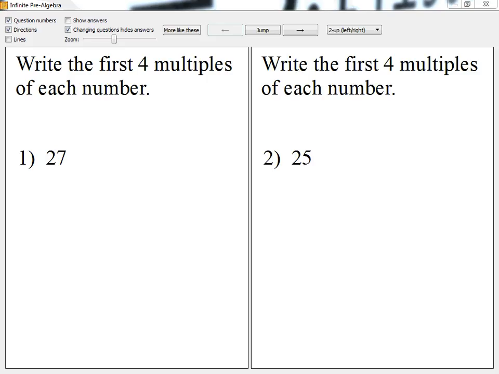So today we're going to move into what we call least common multiple. The first part is a little review. Right, question number 1, write the first 4 multiples of each number.